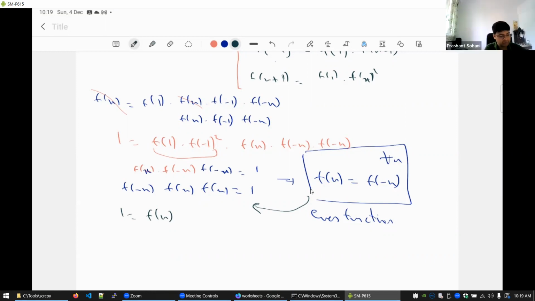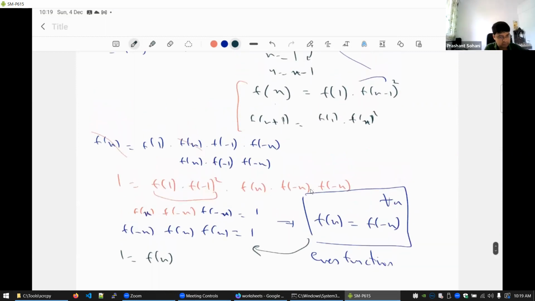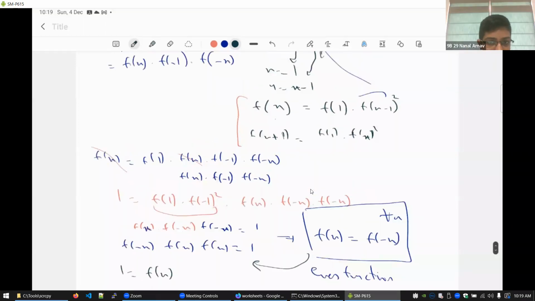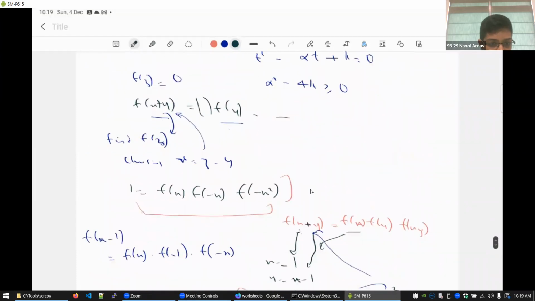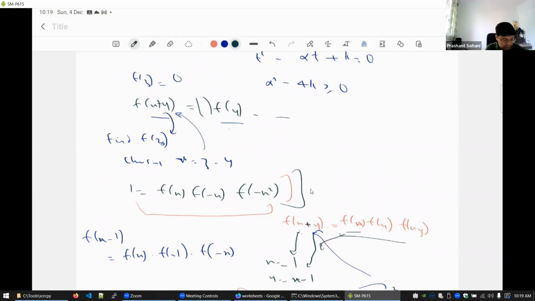Sorry, which equation are you referring to? The upper one. Can you scroll up a bit? Yeah, that one, the red one. This one? Above that, the underlined one. Okay, yeah. So that's 1 is equal to f(x) whole square into f(minus x) square. Yes, correct.